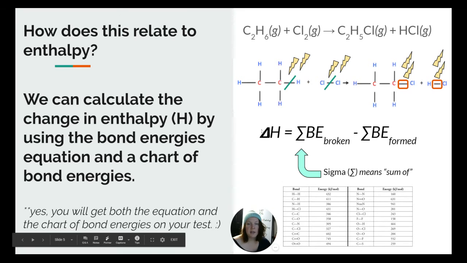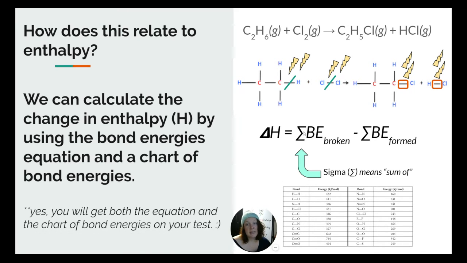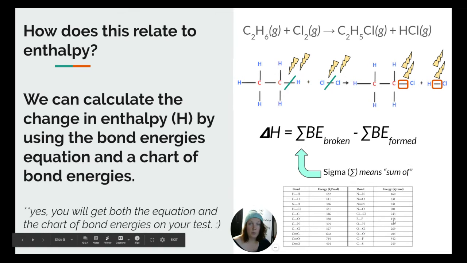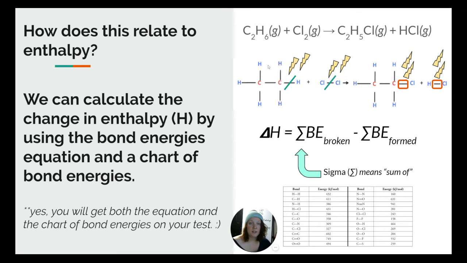This right here says delta H equals sigma, which means the sum of all of the bond energies broken, minus the sum of all of the bond energies of the bonds that have been formed. Okay, so you will be given this equation and you will be given this chart, but we will show you how to use this equation and apply it to pictures or structural formulas like you see above.